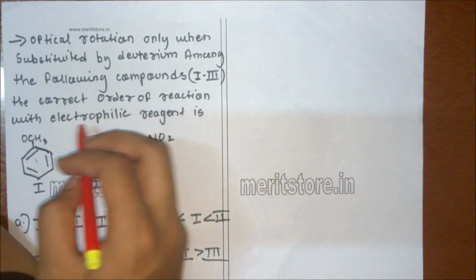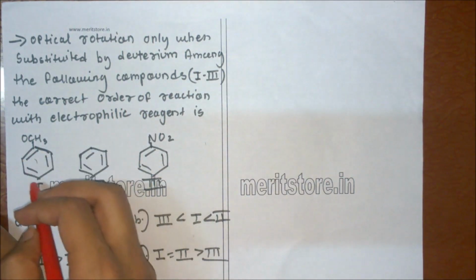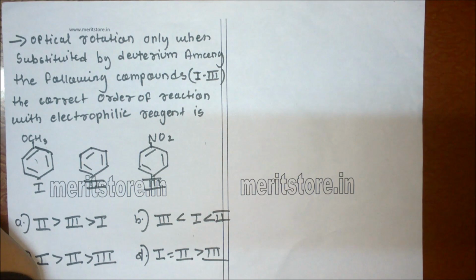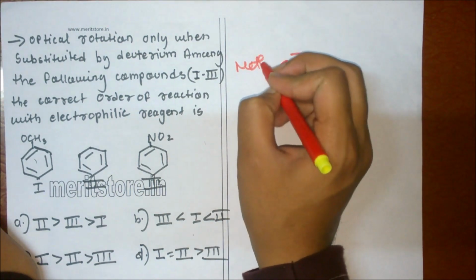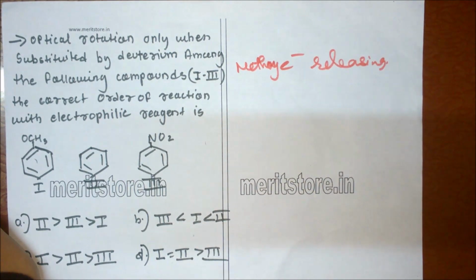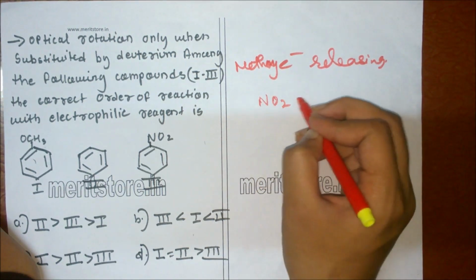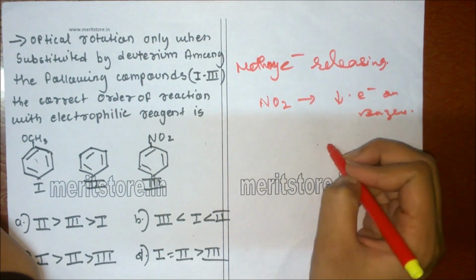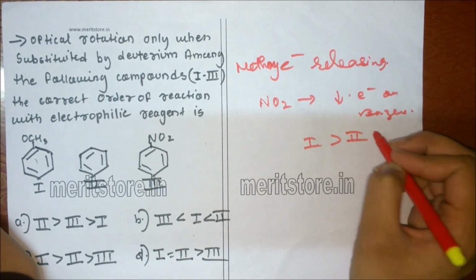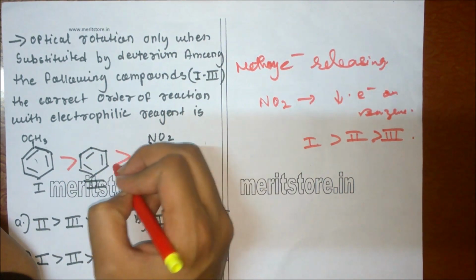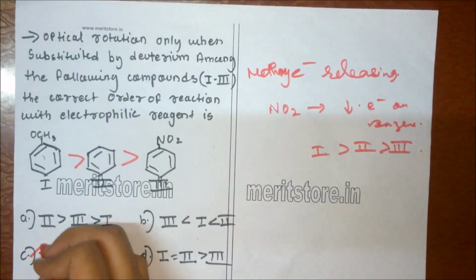The correct order of reaction with electrophilic agent is, first is methoxy, second is benzene and third is nitro group. Methoxy is electron releasing. It increases electron density on the benzene nucleus, while NO2 decreases electron density on benzene. So the correct order will be 1 is greater than 2, then 3. That is methoxy, then benzene ring, then nitro. So option C is the correct answer.